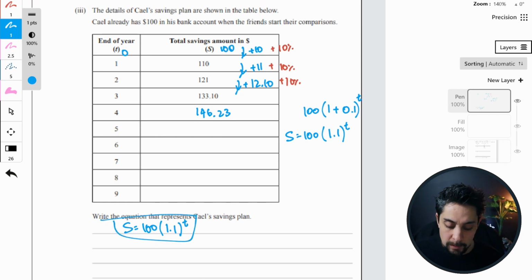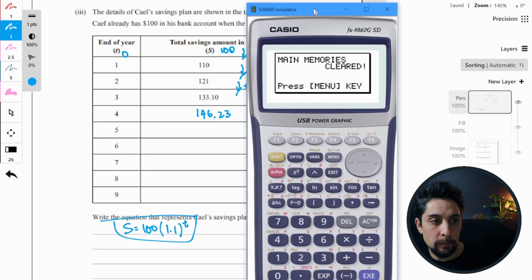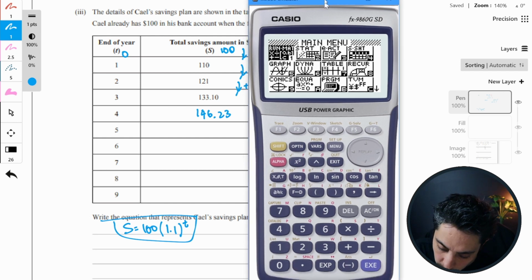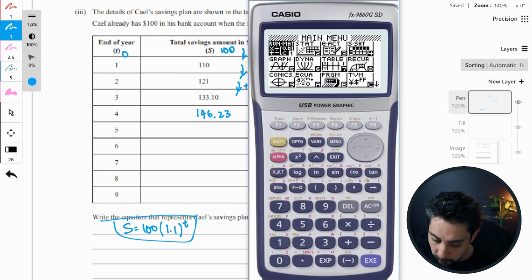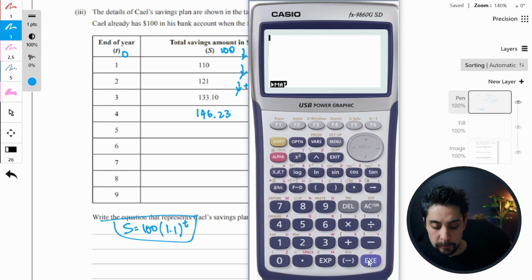That's our equation. And just to double check if we are correct, I'm going to open up our calculator. So in the calculator, we are going to calculate from our run menu. We're going to see if this formula is correct. So we start with $100. Now I'm going to multiply that by 1.1 to the power of, and now I'm going to choose one of these numbers. So I'm going to choose number 3, and our answer should be $133.10. Perfect.